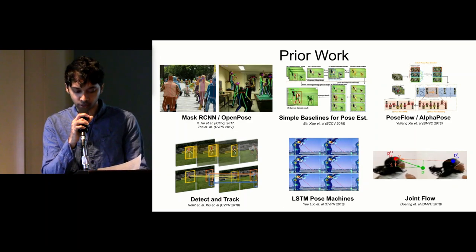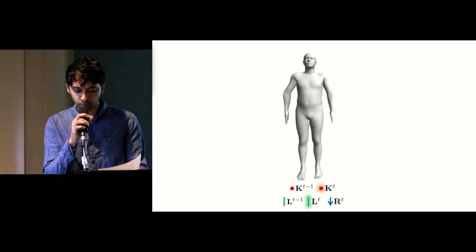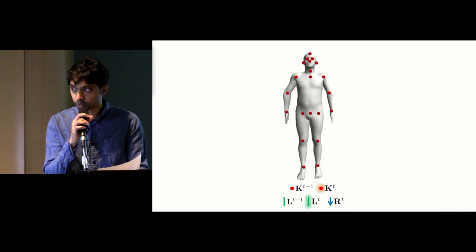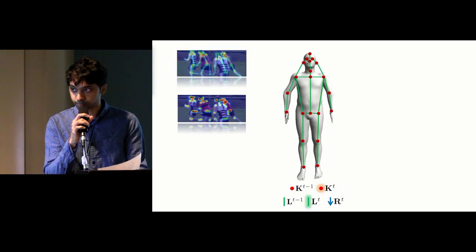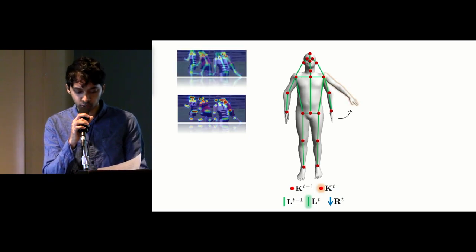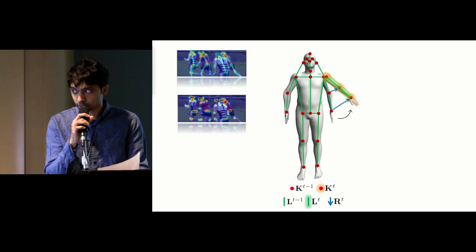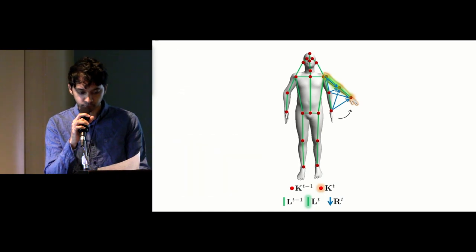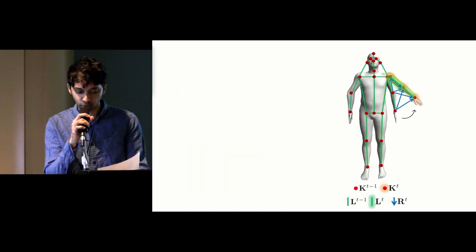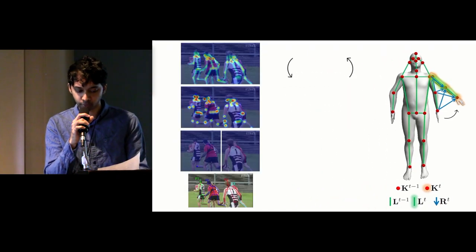Now on to our method. We encode body parts as Gaussian heat maps, connections between joints as part affinity fields, and connections across people as temporal affinity fields, such as across key points, or in this case, across limbs. Our images are then fed into a feature extractor recurrently.